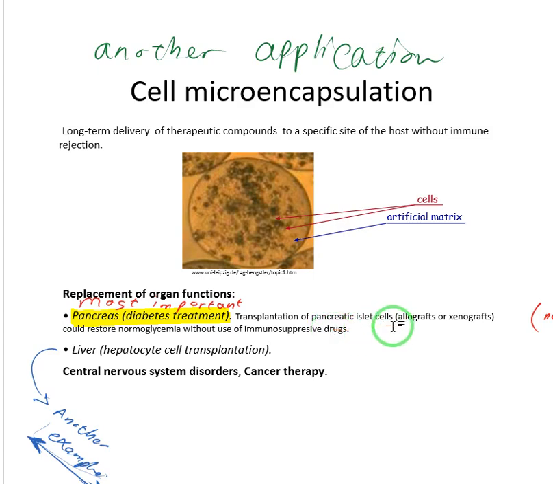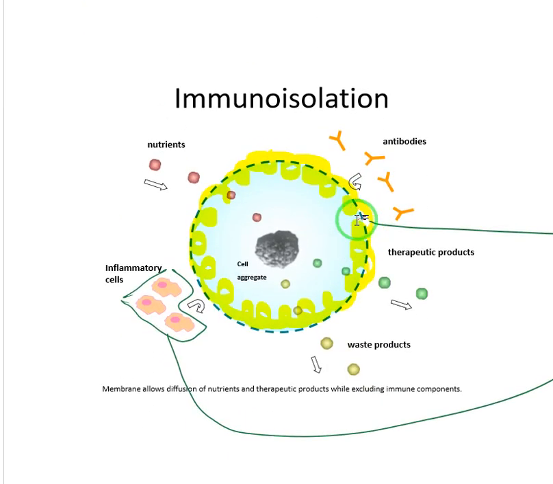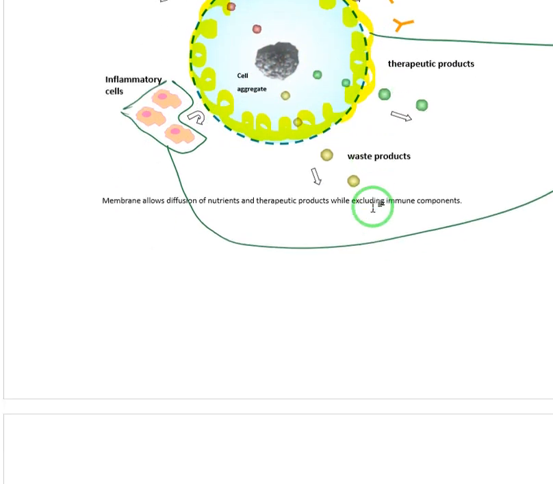So what we have to do is to encapsulate them inside the matrix of the gel in order to prevent direct contact of the cells with the antibodies and the inflammatory cells. And we mentioned that this matrix is a semi-permeable one, in a way that it allows the diffusion of the nutrients and the insulin which is produced and also the waste products inside and outside this matrix. But on the other hand, the antibodies and the inflammatory cells, because they are larger, cannot diffuse inside the matrix, so they will not be removed by the body.